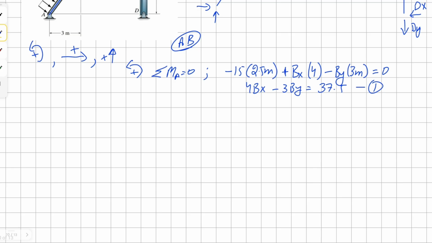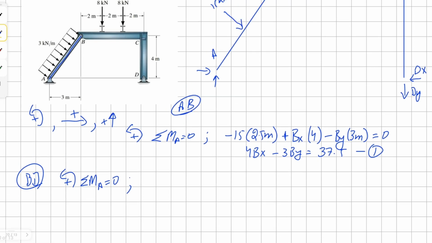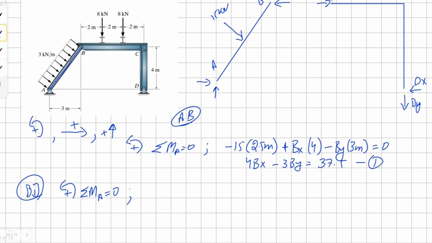Now let's solve for member BD. We can take a moment about the point D. So we know we have 2 point loads, 8 kilonewtons. The first load is 8 kilonewtons and working counterclockwise, it's positive, therefore. And then it's 2 meters away. The second point load is 8 as well, and it's 4 meters away.